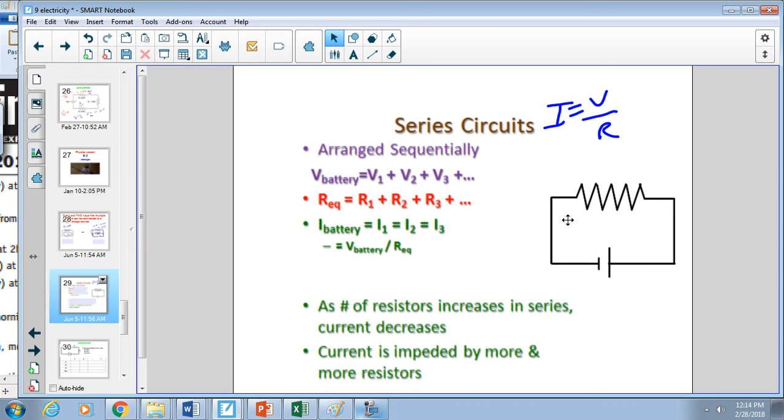The big thing here is that as the number of resistors increases, the current decreases. Current is impeded by having more resistance. The more resistance you have, the less electricity can go throughout the whole system. So current goes down and down and down.